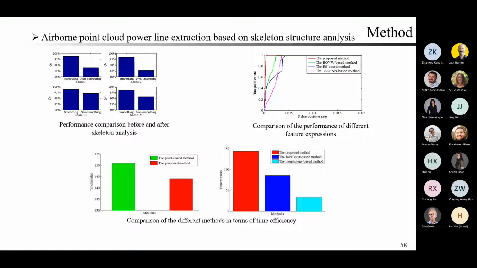So this is the comparison of the transmission line extraction with other methods. We can see we have a higher accuracy compared with the other methods, but because we are using the skeleton structure analysis, which is iterative, we incur some computational cost. So this is one disadvantage compared with other methods.